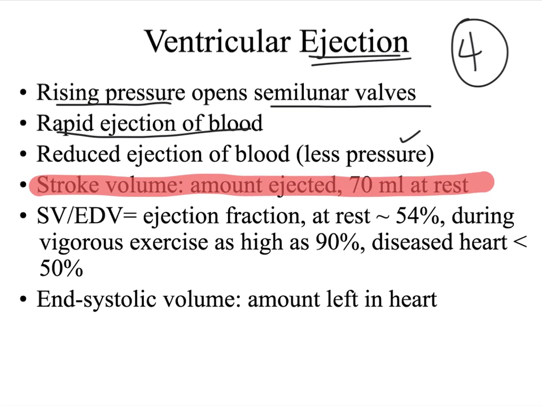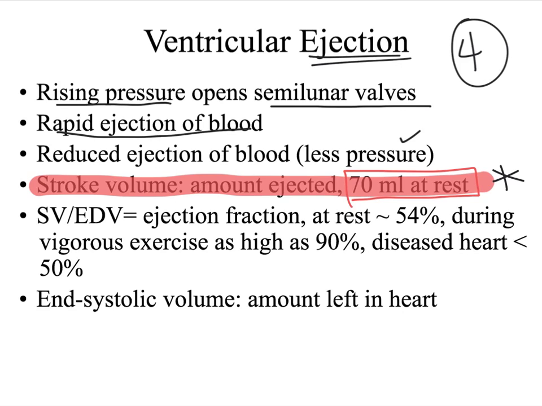Here's an important vocabulary term, stroke volume. Your stroke volume is the amount of blood that your heart ejects. Normally at rest, it's about 70 milliliters. So you pump out 70 milliliters. So stroke volume, you need to know that.